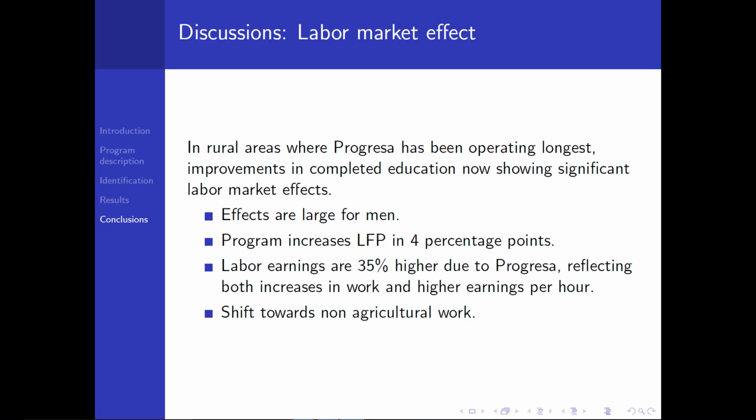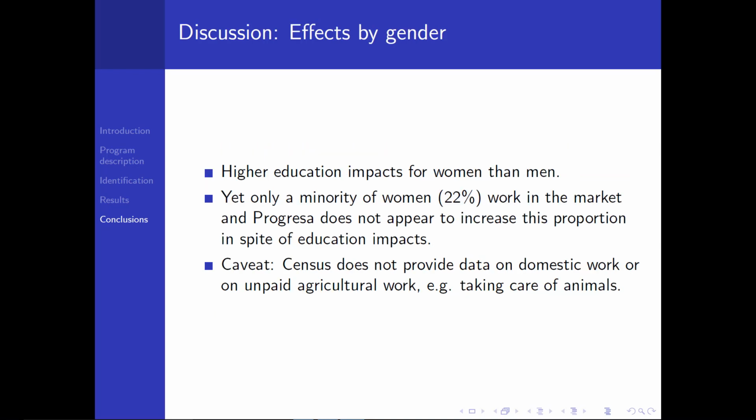The census is pretty good about measuring occupation and sector, so we can do a lot more on what type of jobs they are doing in that sector. We'll look at that later. For women, it's more of a mixed story. The impacts on education are even higher for women than for men, yet only a small proportion of women work in the market, and Progresa doesn't seem to affect this proportion in spite of the pretty large education effects.